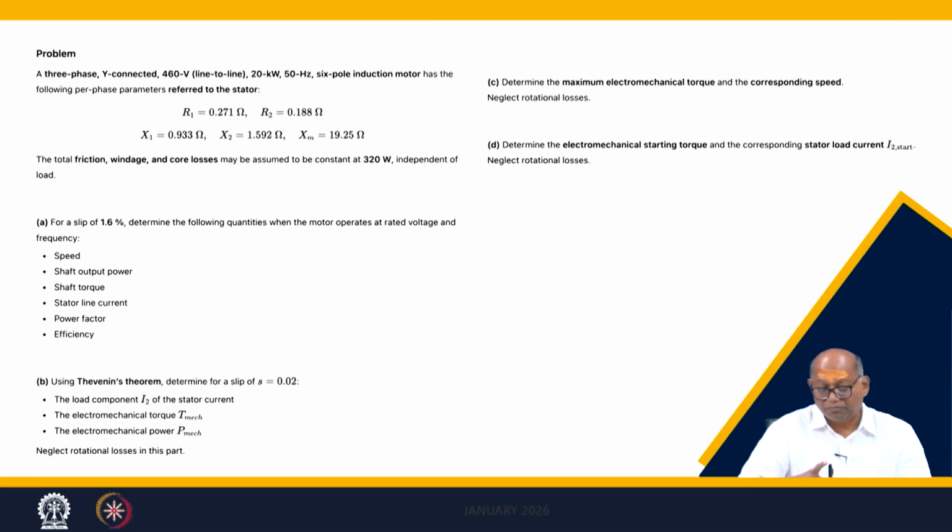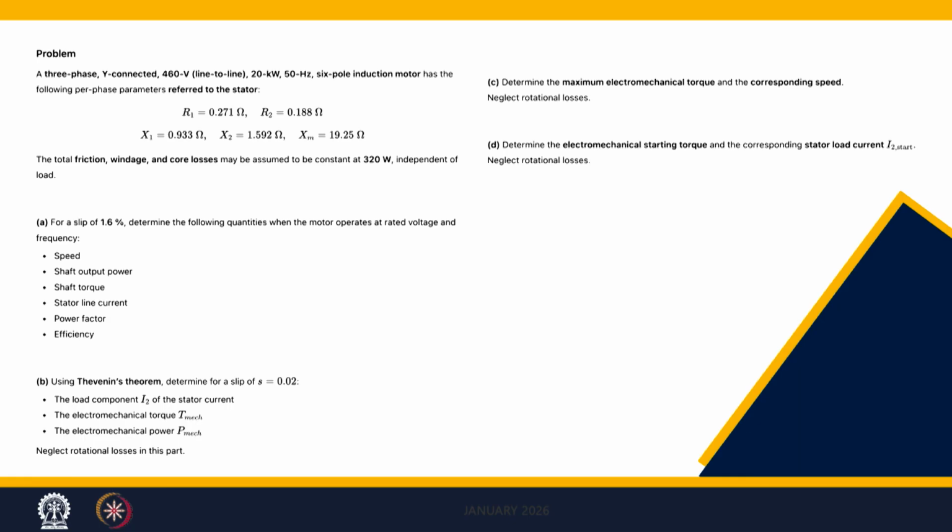So, this is one of the problems. It is a typical problem which you will face in the exam or maybe practically. A 3-phase star connected 460 volt line to line, 20 kilowatt, 50 Hz, 6-pole induction motor has 20 kilowatt. When the motor power is mentioned, it is the developed power. How much power are you expecting on the shaft? It is not the input power, it is the developed power. Remember, how much power is developed on the shaft. Here it is 20 HP written on that motor.